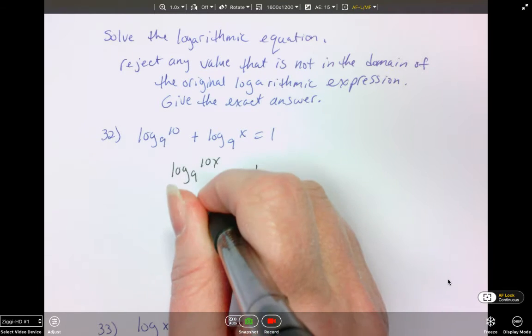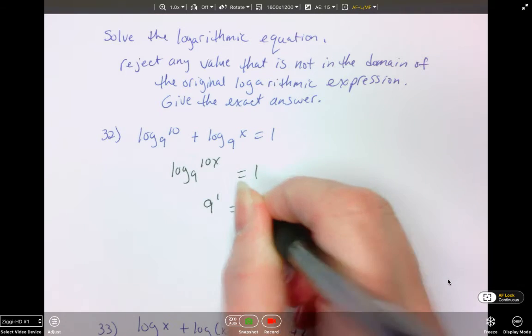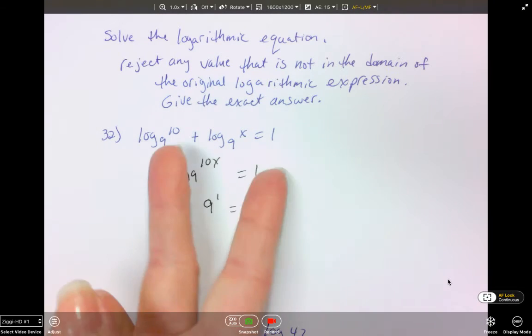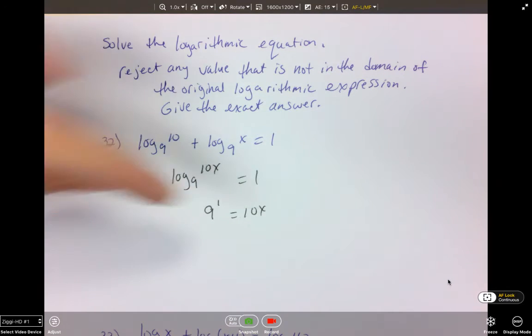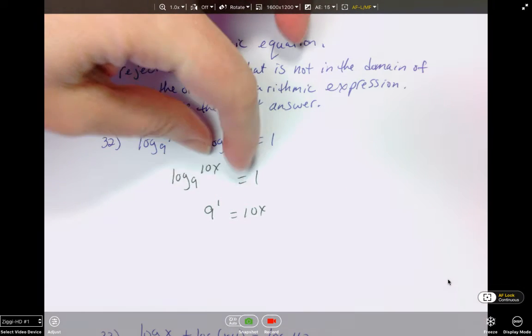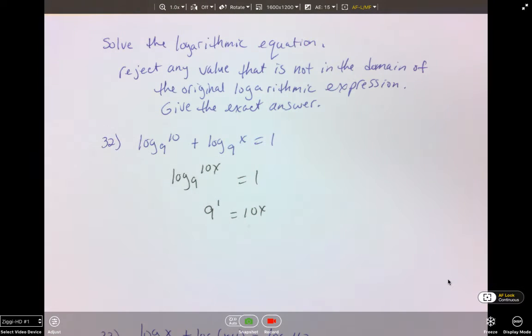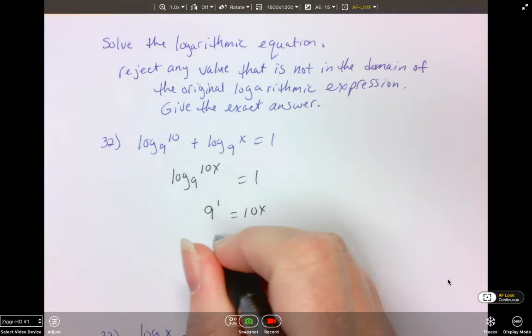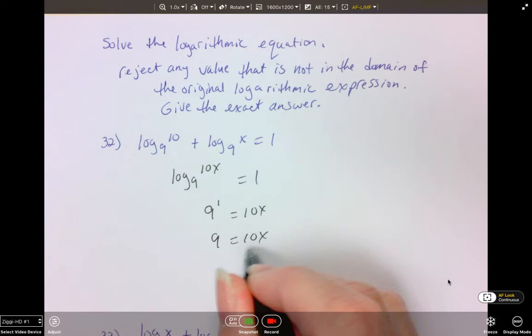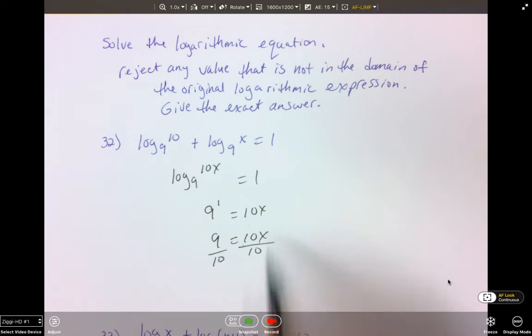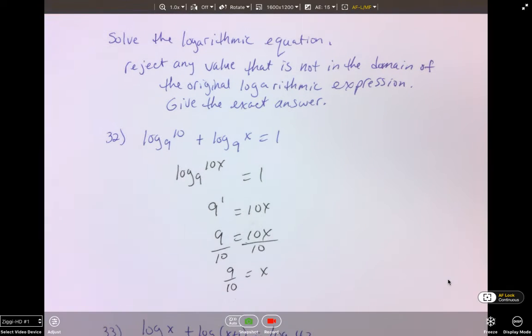So this means we have 9 to the first power is equal to 10x, because with logarithms, you just exchange those two numbers or variables when you are taking it from the log form to the exponential form. So now that I have 9 to the first power, which is just 9, equal to 10x, we will divide by 10 because that's what's happening to our x. It's being multiplied by 10, so we do the opposite operation and divide by 10 on both sides. So we get x is equal to 9/10. And 9/10 is a positive number, so we don't need to worry about what's happening in our original equation.